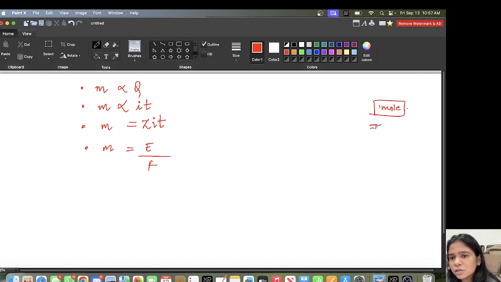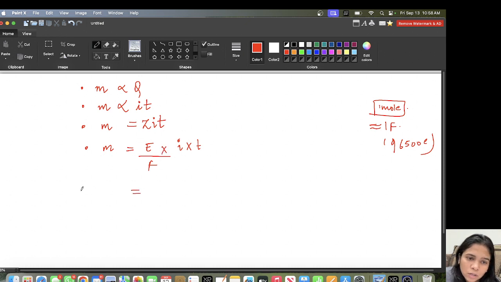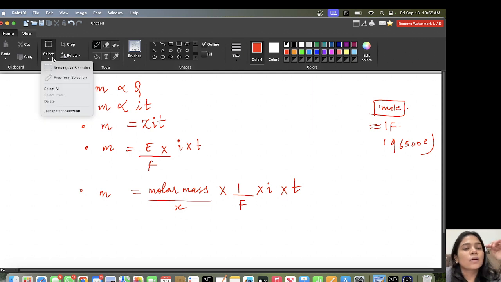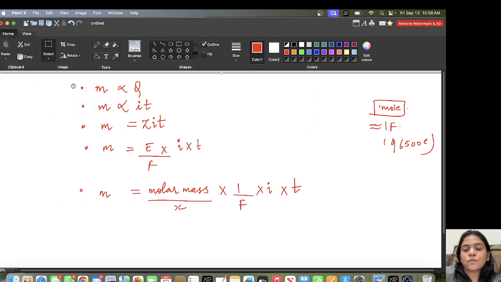Charge on 1 mole of electrons is called 1 Faraday, and 1 Faraday is approximately equal to 96500 coulomb into IT. And what is your E? E is your equivalent weight. We know by molar mass concepts that equivalent weight is equal to molar mass divided by X, where X is the number of electrons transferred, into 1 by F into I into T. So any of these formulas can be used to come to the answers. Okay, so let's do a few questions from our course.